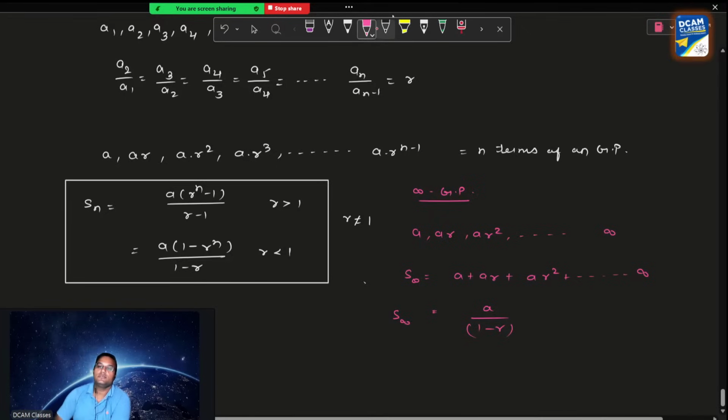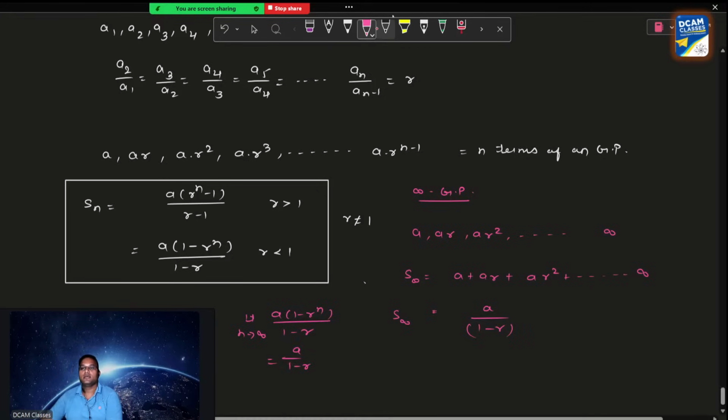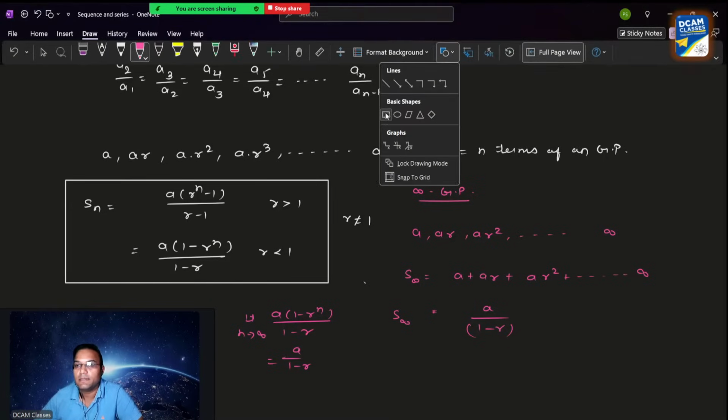This you get by using your limit formula. If you do limit n tending to infinity of a into 1 minus r power n by 1 minus r, you will get a by 1 minus r, because r power n you can write as 1 by r power n, which becomes 1 by infinity, so it becomes 0. That's why. Just remember this, it will be easy.